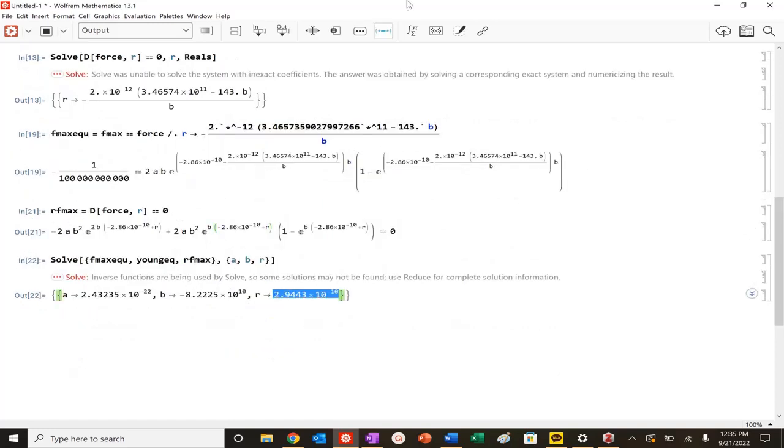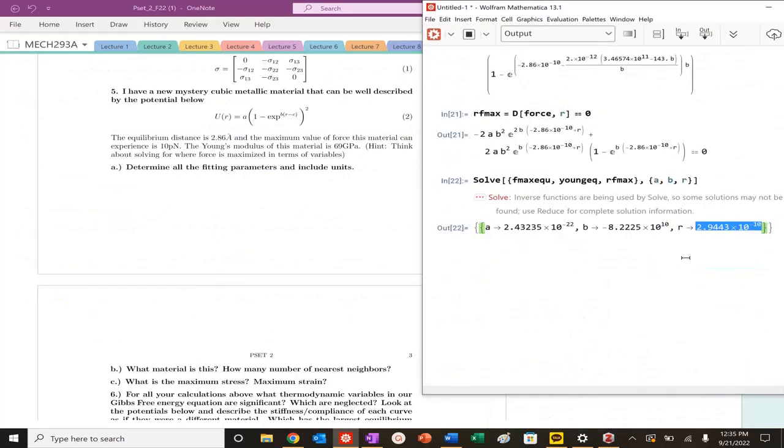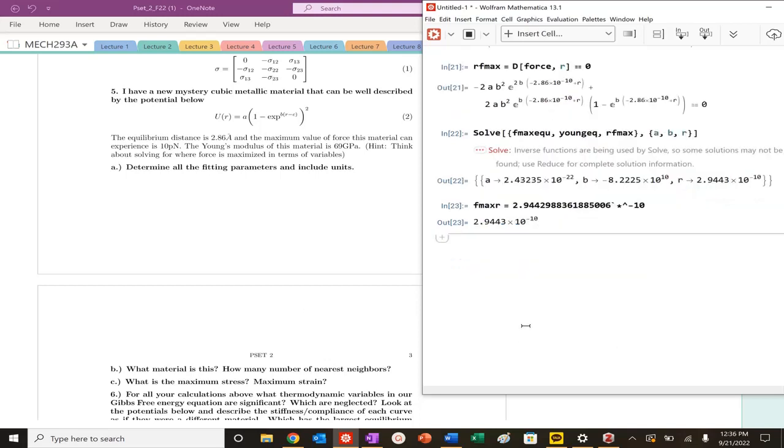So I have my R, my RF max. I want to call it this right here. This is my RF max. Actually, I'm going to call it my F max R. Bad notation. A, we have that value. B, we have this value. Excellent. What's our maximum stress?